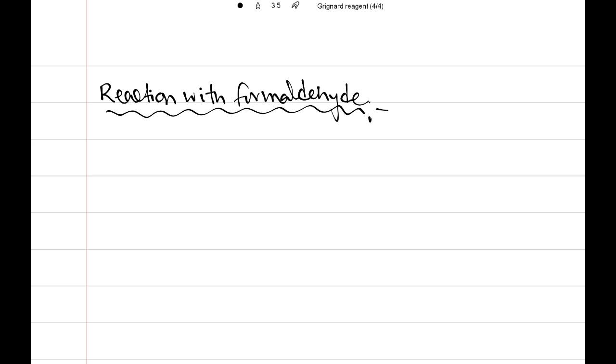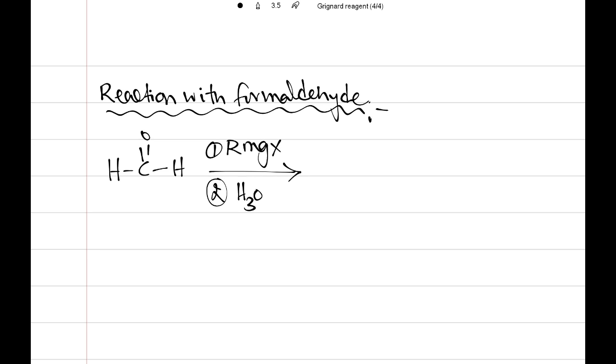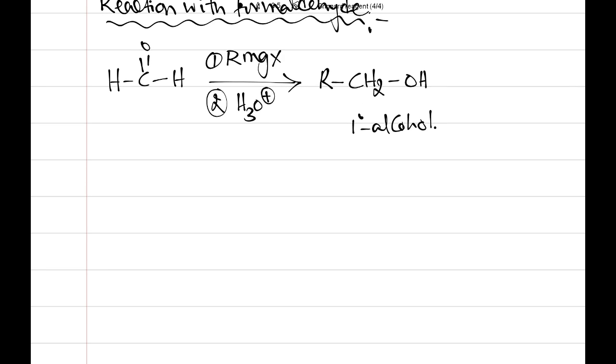In formaldehyde, HC double bond O, when this reacts with RMgX, and in the second step hydrolysis, you should take H3O plus, acid hydrolysis. What is the formation taking place? A primary alcohol will form. RCH2OH is the primary alcohol. Right, so let's discuss some examples here.